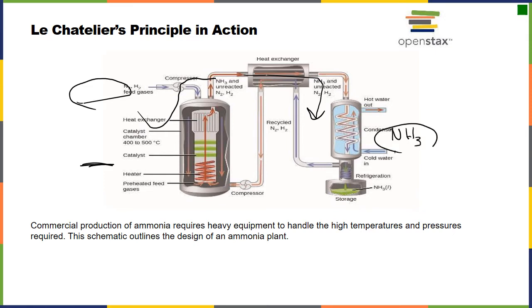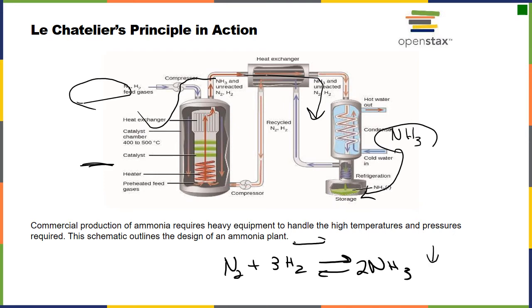Well, if ammonia is preferentially condensed out, so I take my nitrogen and my 3 hydrogens, and I'm making ammonia, and then over on this right side here, I constantly remove the ammonia, my reaction is constantly going to make more ammonia. The high temperatures are to increase the kinetics. High pressure is to force the reaction also towards the products.